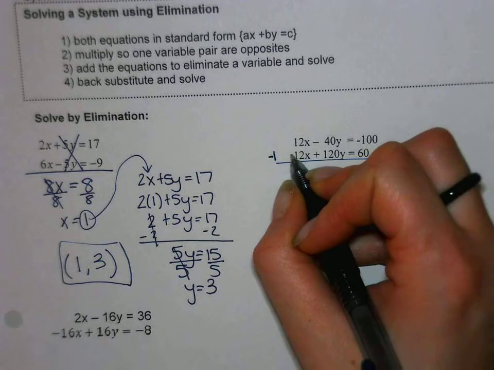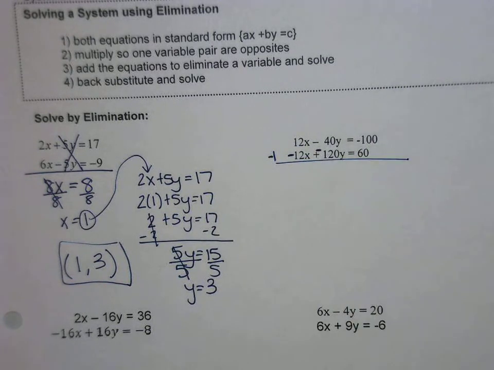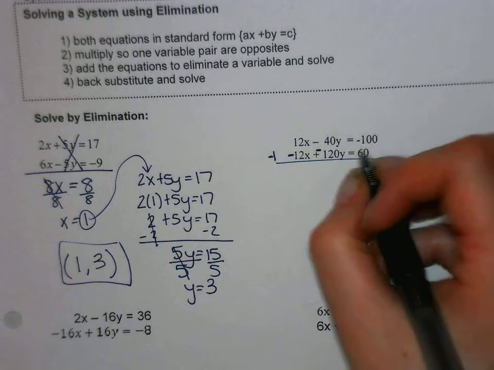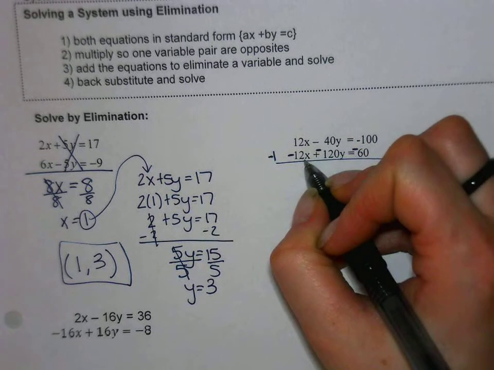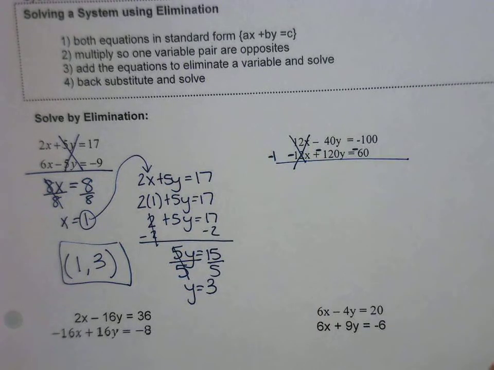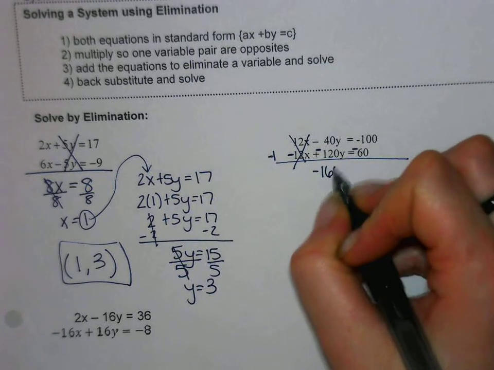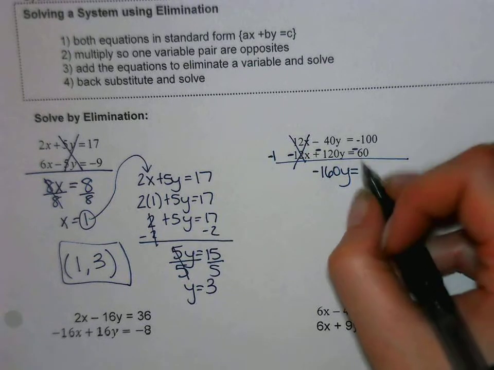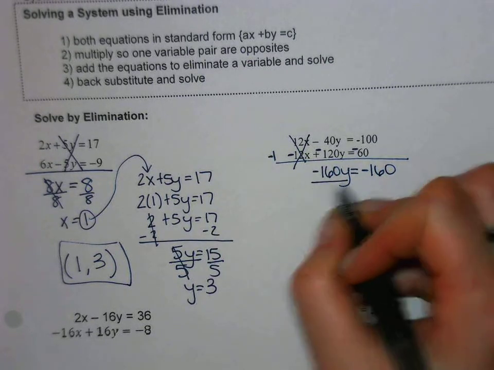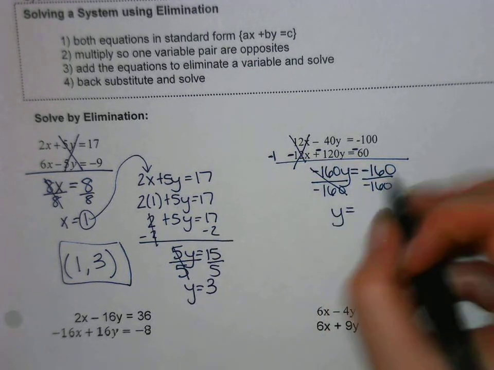So negative 1 times 12 is a negative 12. Negative 1 times 120y is a negative 120y. And negative 1 times 60 is a negative 60. So now I can combine and add my equation. So 12x plus a negative 12x is now 0, so those eliminate. Negative 40y minus 120y is a negative 160y equals negative 100 minus 60 is a negative 160. So then the next step would be to divide both sides by a negative 160, and y equals 1.